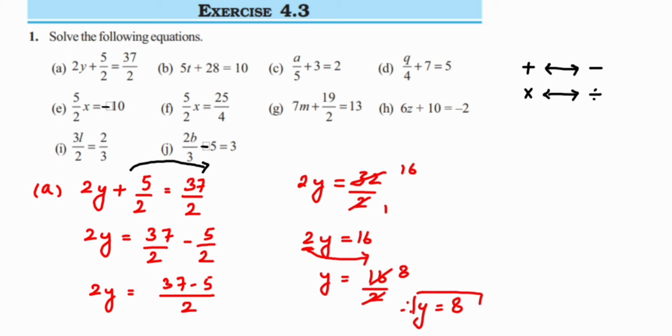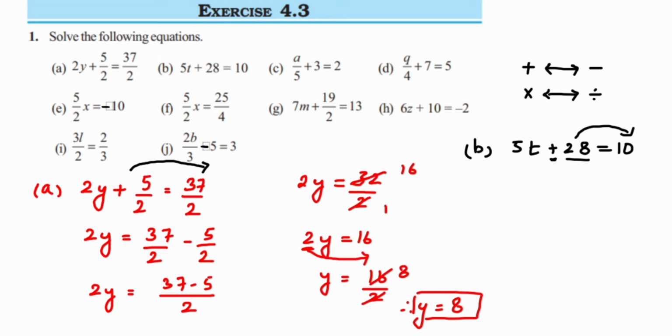I hope it's clear. Let's go for the second question, which is 5t plus 28 is equal to 10. Now, in the second problem, 5t plus 28 is equal to 10. Again, bring all the constants together. So 28 is a constant, it's a number. The sign is plus. When you take it to the other side, it becomes minus.